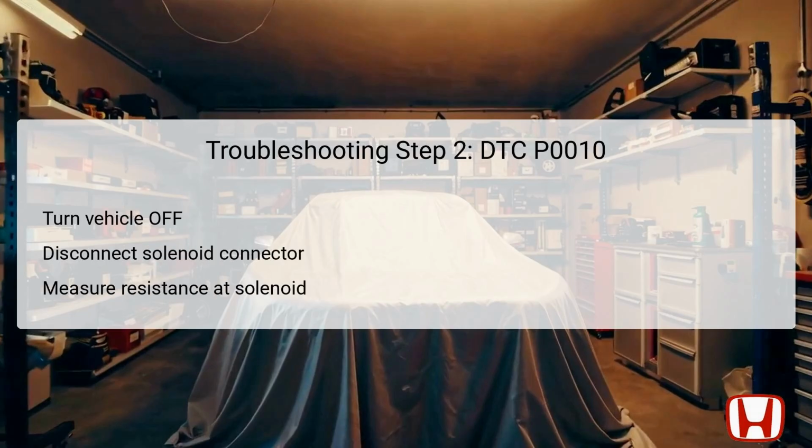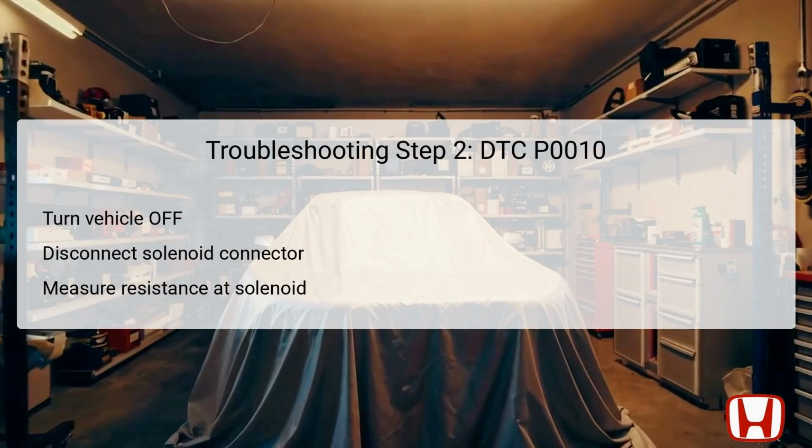troubleshooting process. Step 2 in troubleshooting involves checking the internal resistance of the VTC Oil Control Solenoid Valve A. Begin by turning the vehicle off to ensure safety during the inspection. Next, disconnect the solenoid's 2P connector to isolate the component for testing.